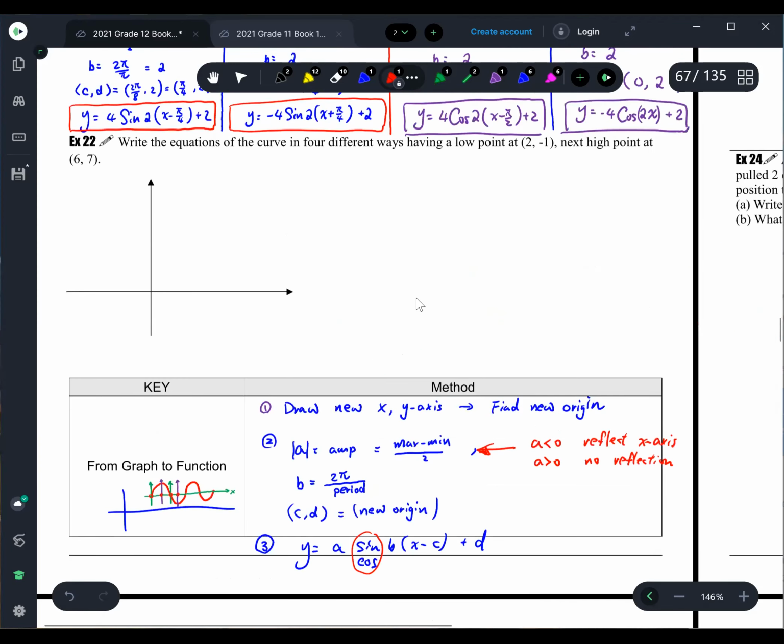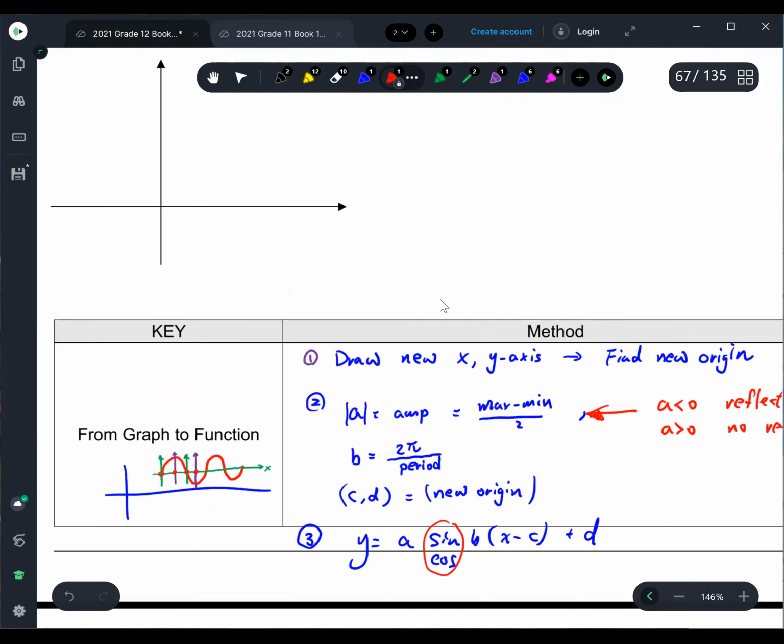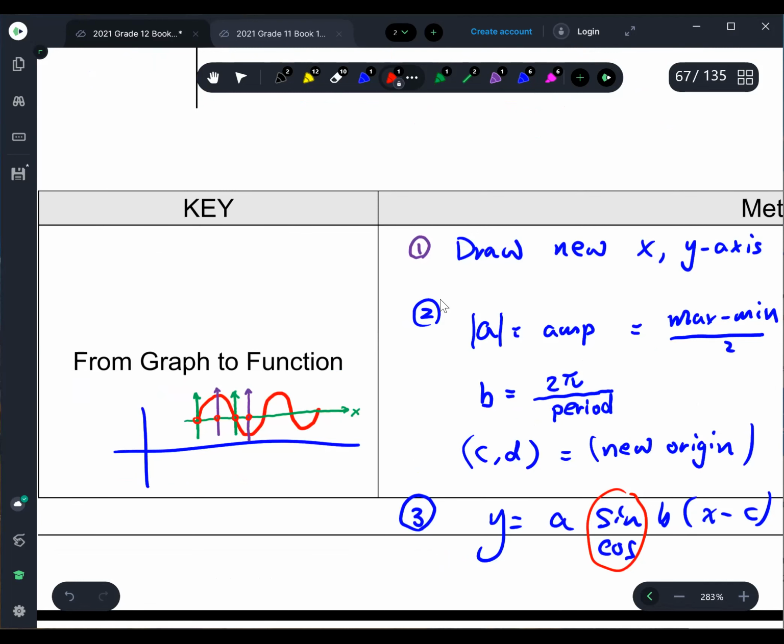There's one more question that has to do with this. Instead of giving you the graph, they give you points. But we'll come back to that later, if we have the time today, because today I want to focus on word problem. So now you know how to use the graph to get a function.